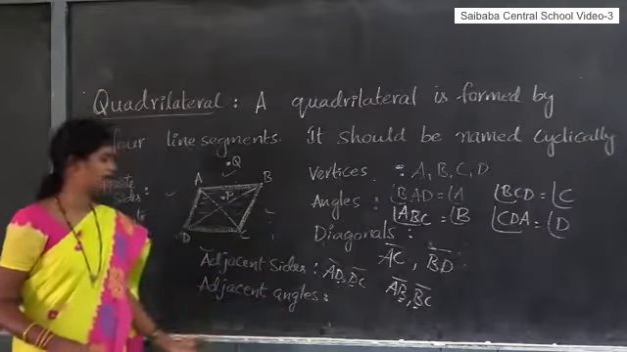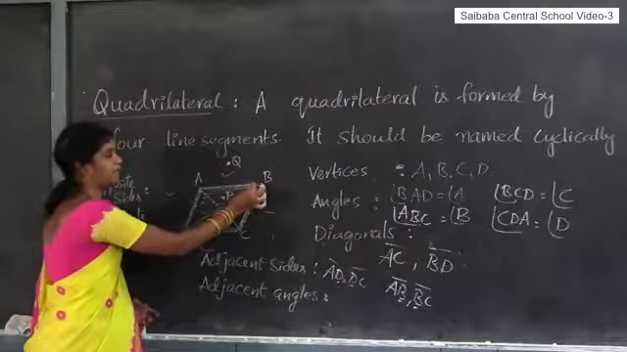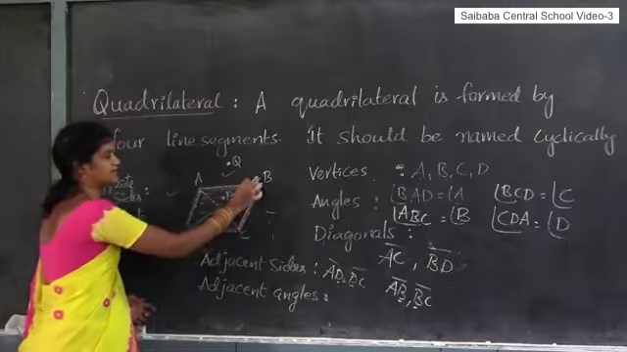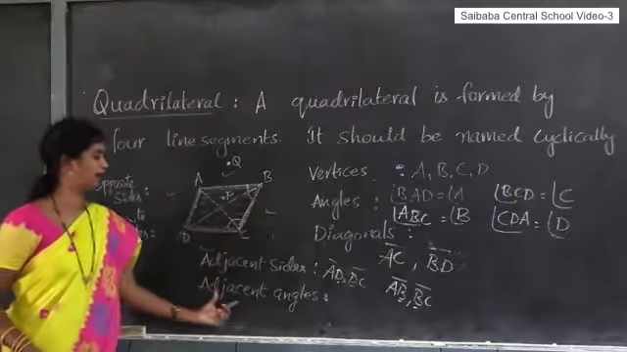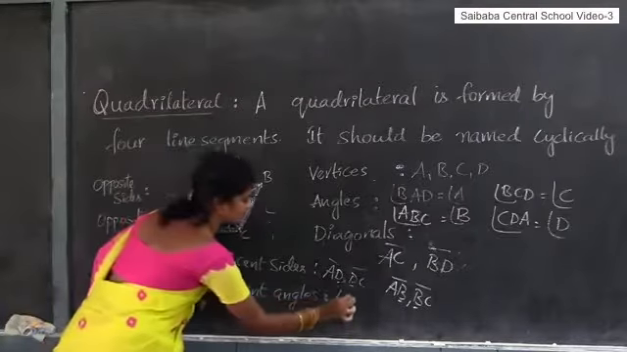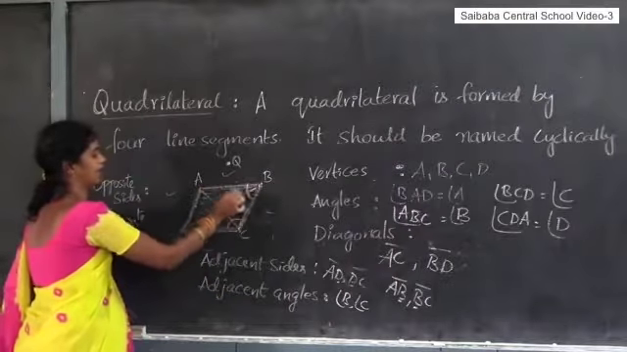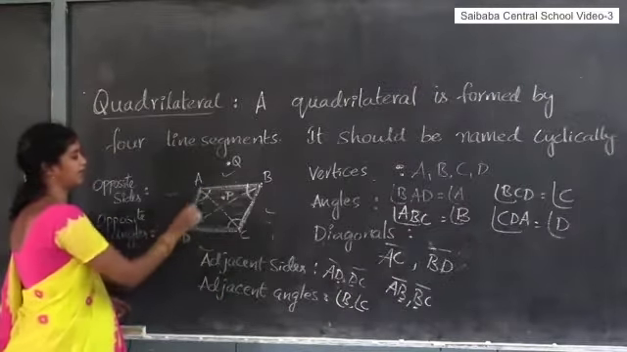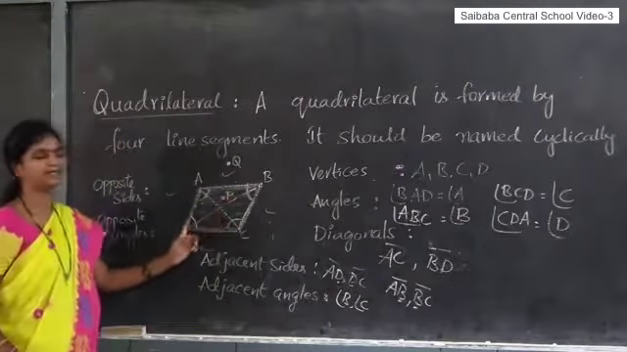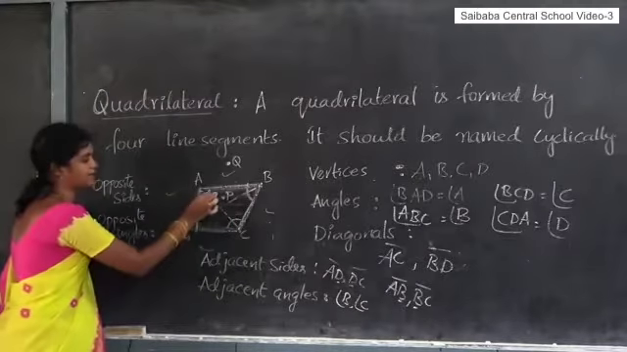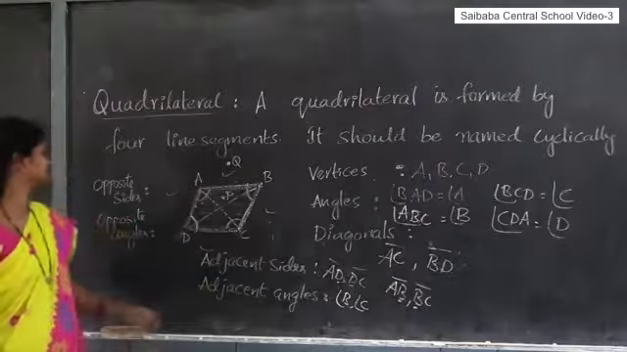Adjacent angles are also side by side angles, the angles formed with these vertices. So angle B, angle C: these two are called adjacent angles. For angle B, angle A is also adjacent. And for angle A, angle D and angle B are adjacent angles. And for angle D, angle A and angle C are adjacent angles.